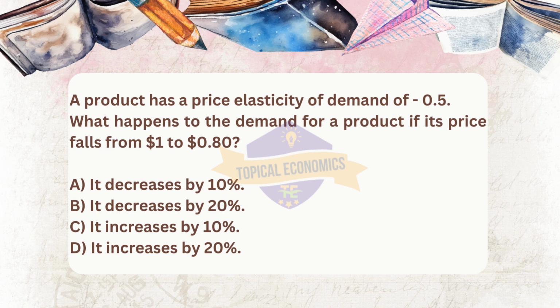Percentage change in quantity demanded equals PED times percentage change in price. Given, PED equals minus 0.5. Percentage change in price equals minus 20%. So, percentage change in quantity demanded equals minus 0.5 times minus 20%, which equals 10%.